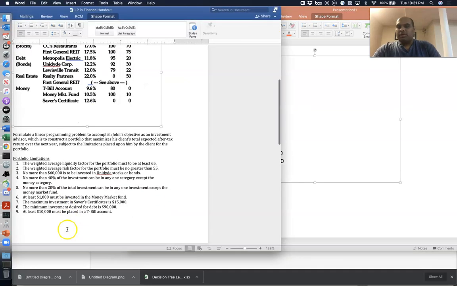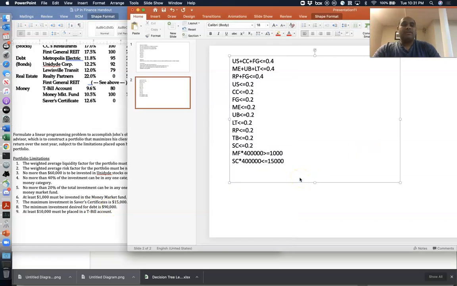The minimum amount desired for debt is 90,000. So you want to invest at least 90,000 in debt. So we know that this is the debt. You're saying that this is the total amount invested in debt. So multiply this with 400,000. So this is the percentage in debt, the total amount of money in debt, and this has to be at least 90,000. Before, we had a restriction that it has to be less than 40,000. Now it is at least 90,000.